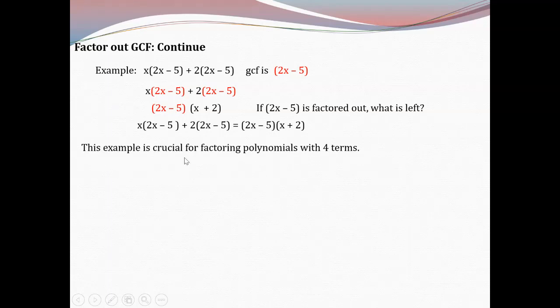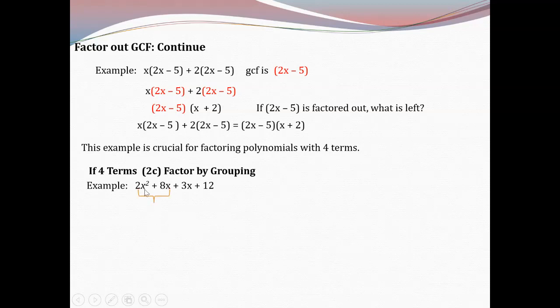Okay, now this example is crucial for factoring polynomials with 4 terms. Okay, now this is 4 terms. I'm going to show you 4 terms, right? This is from the handout, which is the last step, 2c, factor by grouping. Now I'm going to show you 2 ways how to factor by grouping. I'm going to show you the way the textbook does it, and then I'm going to show you a different way, the way I modified it. Okay, and then you guys can use whatever method you want.